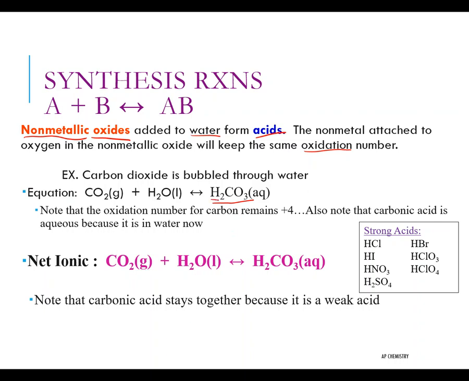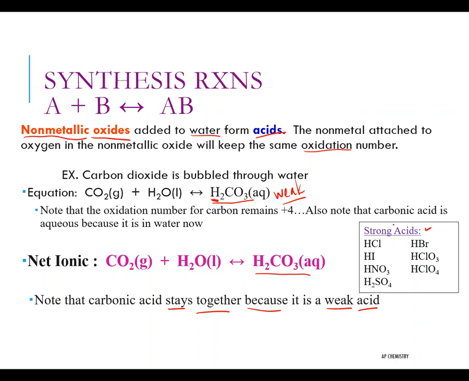Now, carbonic acid, we know it's an acid because it has H in the front, but it's not on our strong acids list over here. So carbonic acid is considered to be a weak acid. Weak acids only partially dissociate. Since they partially dissociate, you keep them together. You do not break them apart into their ions. So that's one of the important takeaways from today. If it's a weak acid, you have to keep it together.